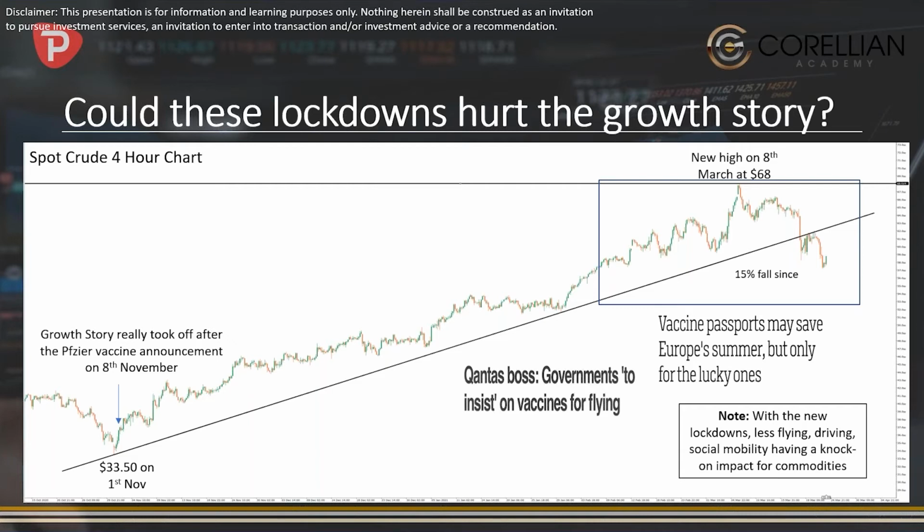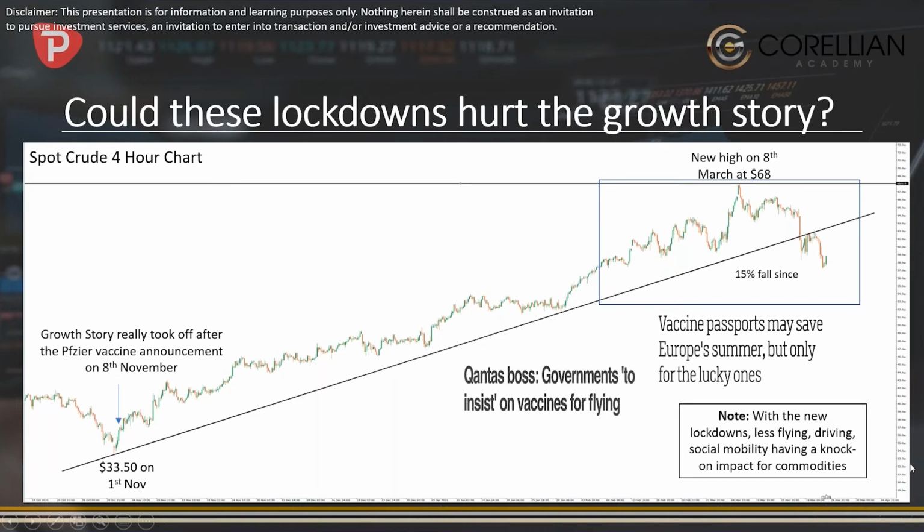So I think we have got this situation though, that the fundamentals mean right now the flying, driving and social mobility structure of the recovery process in some areas particularly may be on hold.